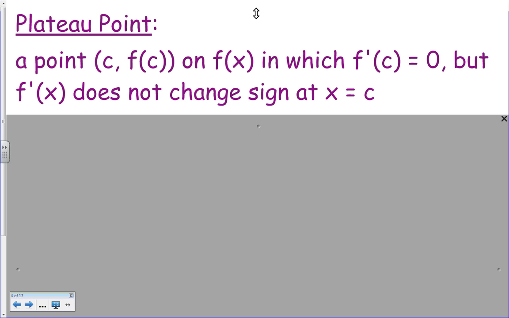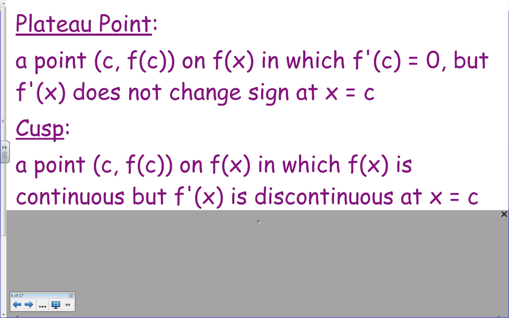You get a local max when your function's increasing, then hits a slope of 0, and then decreases. Or I should say you hit a critical point, because it could be that your function's undefined there as well. But here's a place where the derivative is 0, but your derivative does not change sign, so your graph actually kind of levels off there. We'll look at a sketch of that in a second.